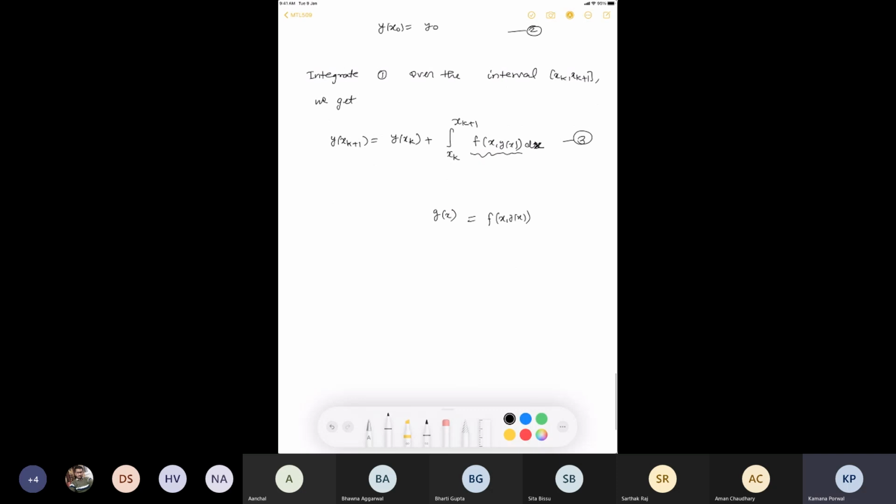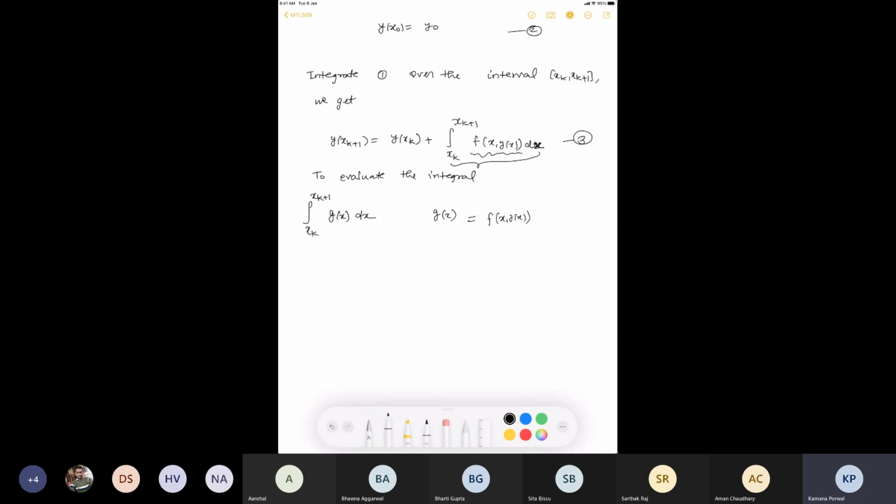Okay, so if I want to derive a method, it's just that I have to find a suitable approximation of this quantity, right? So basically, now we have to evaluate the integration from xk to xk plus 1 of f, which we are denoting by g, dx, right?